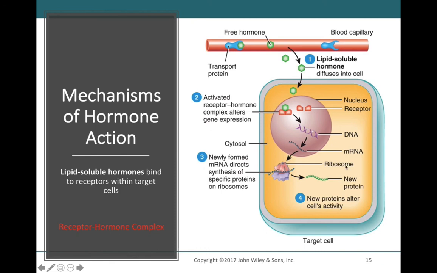The response of this new protein is what's looked at as the action of the initial hormone that came in. When this hormone is released, we get a particular effect that is caused by this protein. So we associate the effect of this protein with the hormone that came in to cause this change in cellular activity, and therefore we would say that this hormone has the particular action that was facilitated by this new protein that was made. So this slide depicts how lipid-soluble hormones will act.